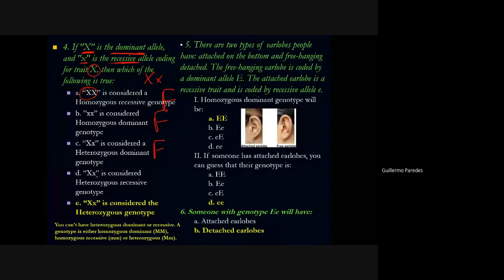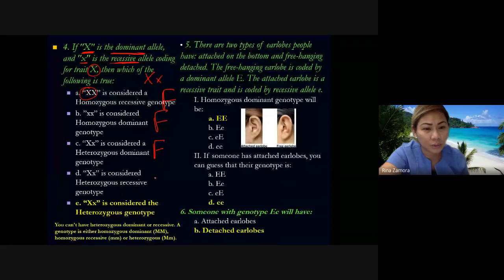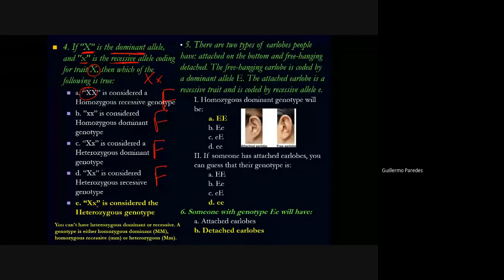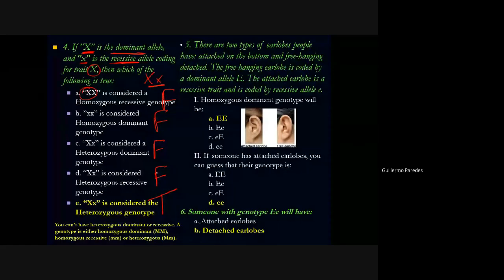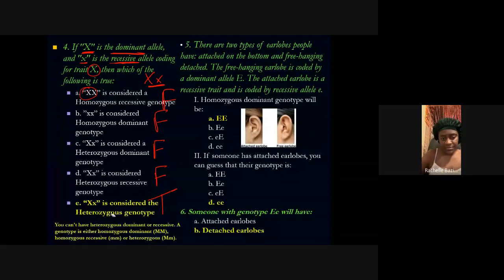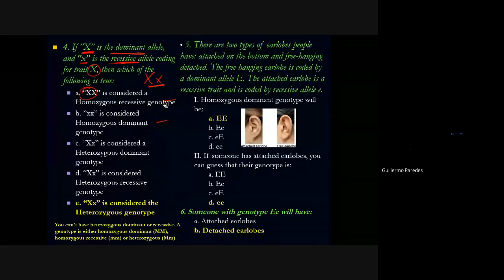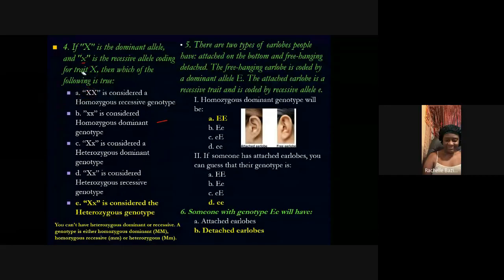Capital X, lowercase x, is considered a heterozygous recessive genotype. True or false? False. Xx is the combination of dominant and recessive, and that is considered the heterozygous genotype. True or false? That is true.